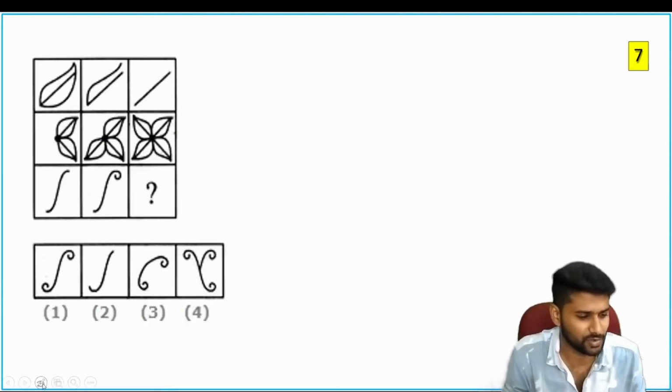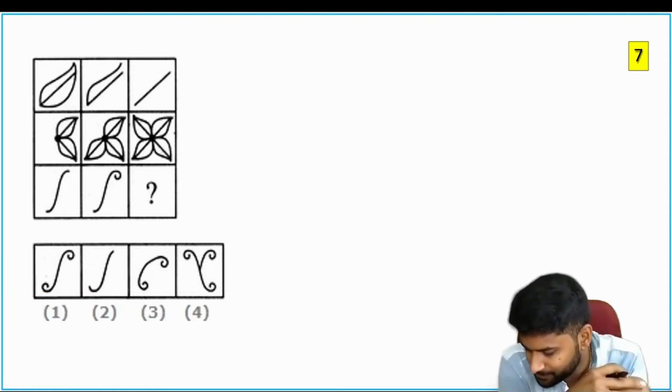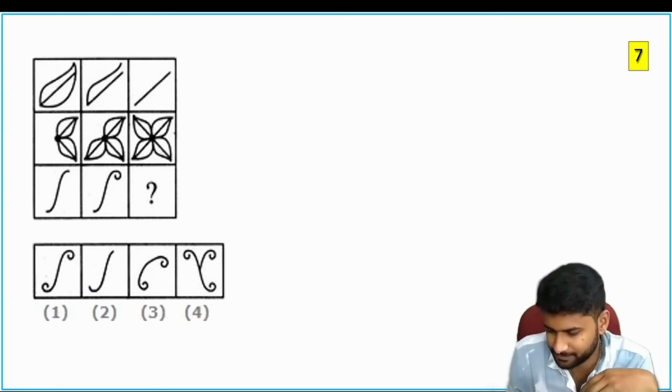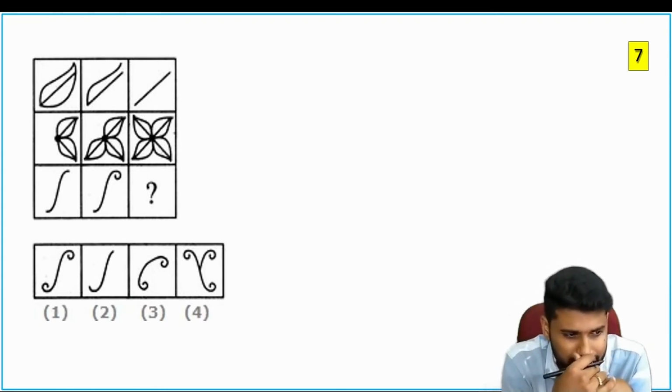Next. Go through the next picture. So what is the suitable answer? So what can be the answer?